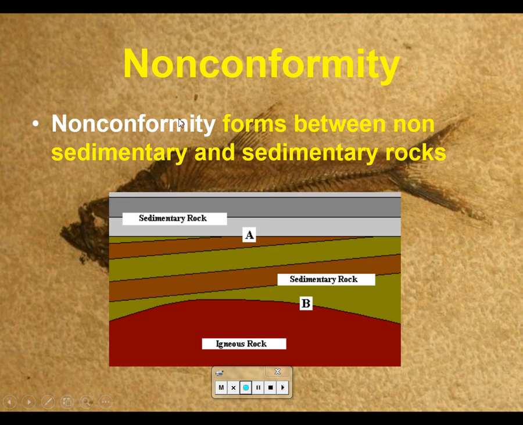A non-conformity, it's the same thing. It's still a missing layer in the rock record, but this happens between sedimentary and non-sedimentary rock. So you might have sedimentary as the gray, the green could be igneous, the brown could be sedimentary, igneous, sedimentary. So if you have a missing layer between sedimentary and an igneous or metamorphic, that's just called a non-conformity.